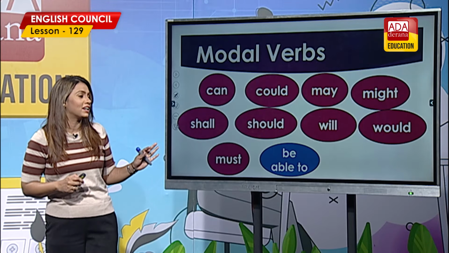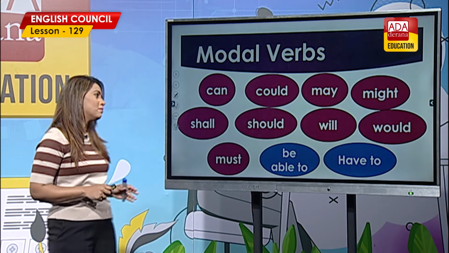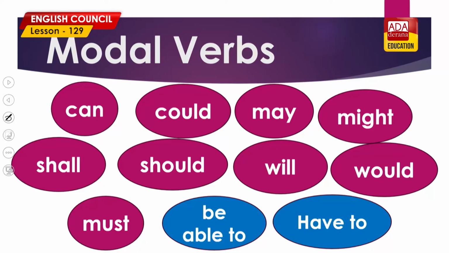Right, okay, so these are the modal verbs. Can, could, may, might, shall, should, will, would, must, be able to, have to. Modal verbs are like verbs.